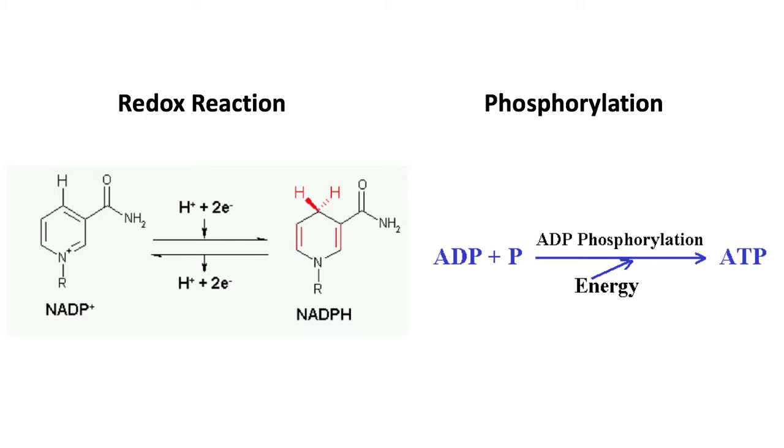and these are very important for photosynthesis. We have the redox reaction. We're going from NADP plus to NADPH, which is the reduced form, right? That has the extra electrons in it. And then phosphorylation, we're adding an extra phosphate group to ADP to form ATP.